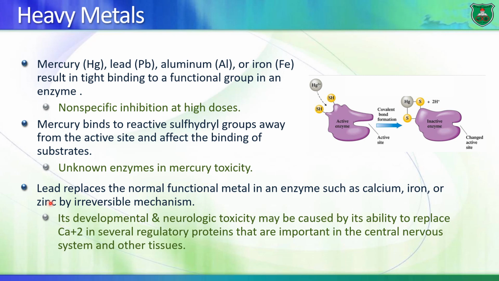Lead also can be toxic as well. It replaces the normal functional metals in enzymes such as calcium, iron, zinc, and so on, by irreversible mechanisms. So it causes developmental and neurologic toxicity by replacing calcium in certain enzymes, and it can affect the central nervous system as well as other tissues.